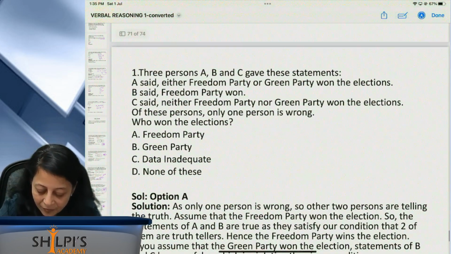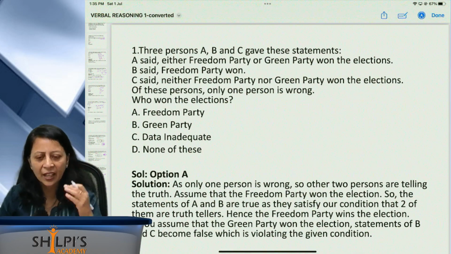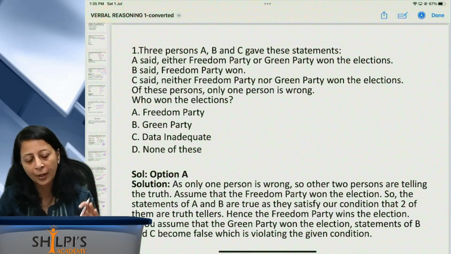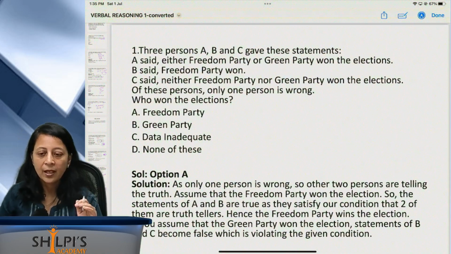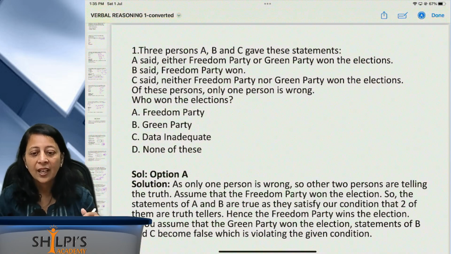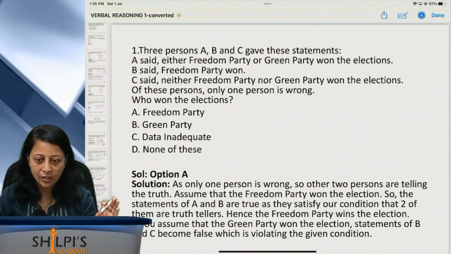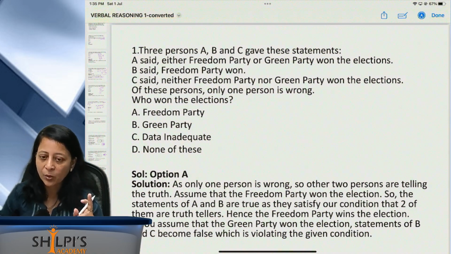Okay. Three persons A, B and C gave these statements. A said, either Freedom Party or Green Party won the elections. B said, Freedom Party won. C said, neither Freedom Party nor Green Party won the elections. Of these persons, only one person is wrong. Who won the election?